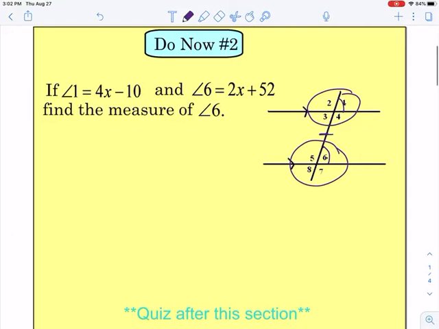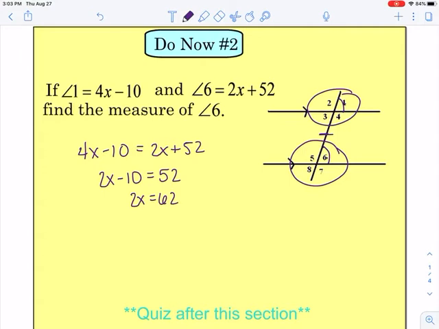So I am going to set 4x minus 10 equal to 2x plus 52. First thing I'm going to do is get rid of that 2x from the right-hand side. The opposite of a positive 2x is a negative 2x, so I'll subtract 2x from both sides. That's going to leave me with 2x minus 10, which will equal 52. And then I'll add 10 to both sides, so 2x is going to equal 62. And then lastly, I'll divide both sides by 2 to get an answer of 31.